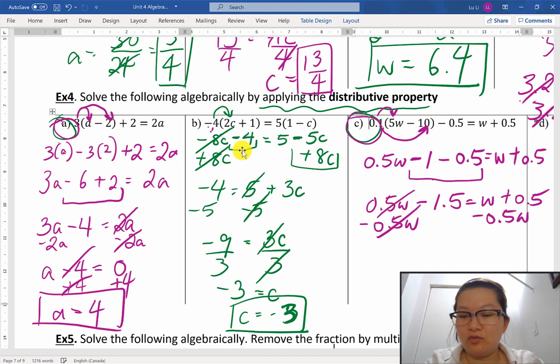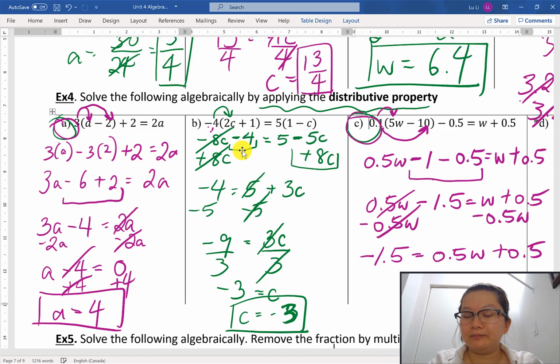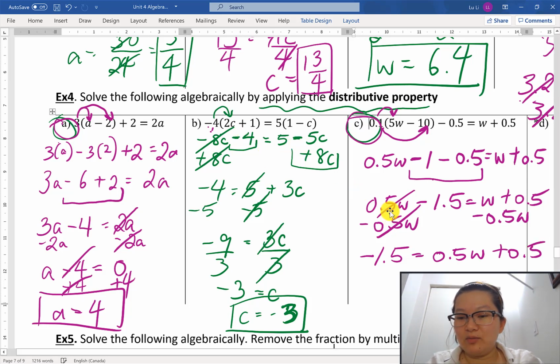Don't forget this negative 1.5 stays. That negative in front of the 1.5 has to stay there. It doesn't disappear after I take away the 0.5 W. So this is equal to 1 W minus 0.5 of a W. What is 1 minus 0.5? 0.5. 0.5 W plus 0.5. Lots of 0.5s, hey?